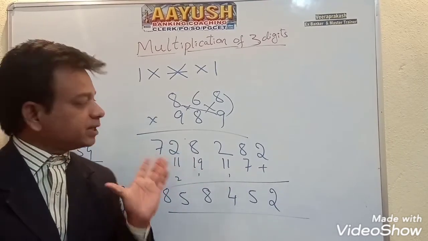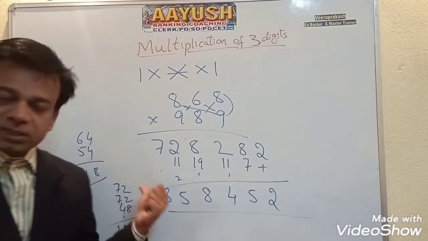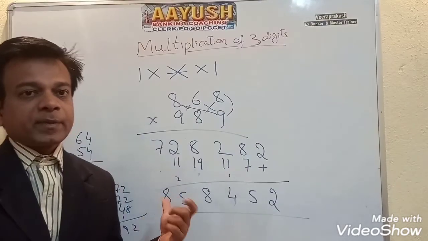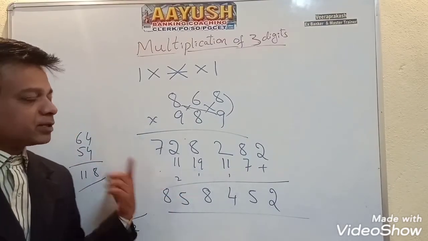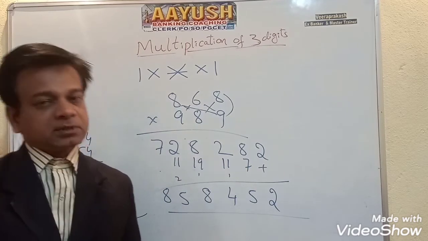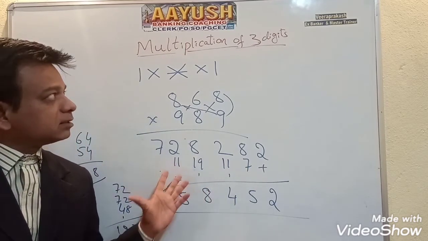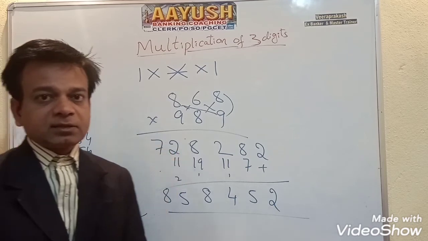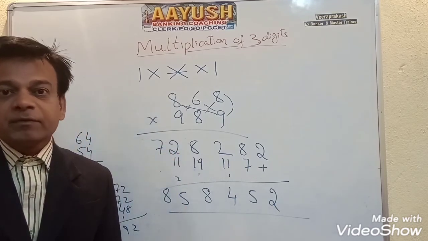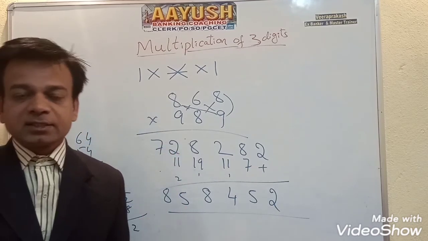So likewise friends, you can practice these types of problems and become perfect in this. If you solve some 30 to 40 problems, then you'll get control over this. In this session we've gone through multiplication of 2 digits as well as 3 digits. Thank you very much.